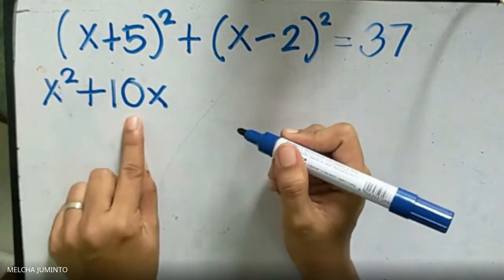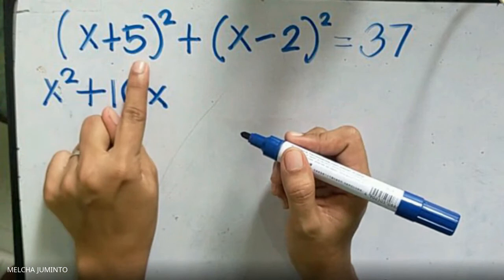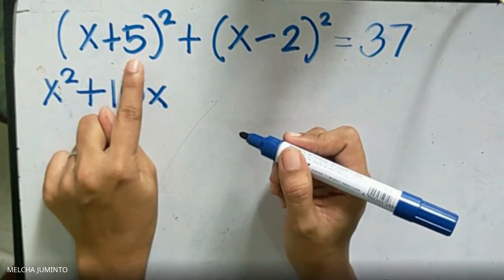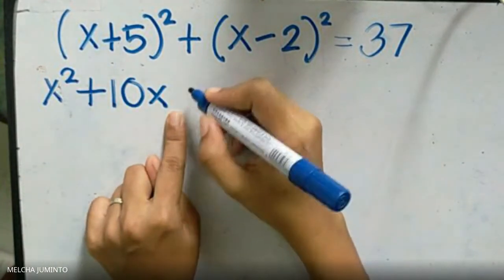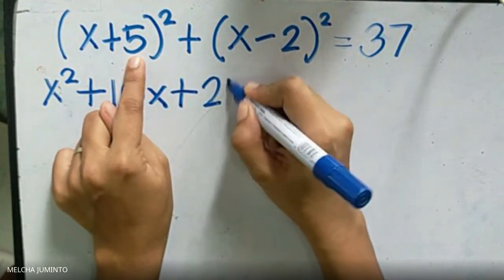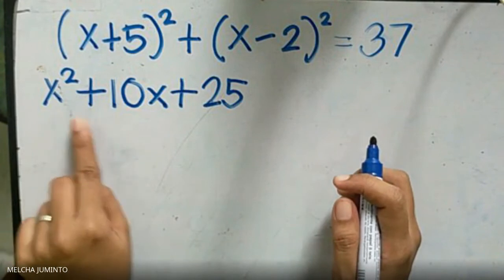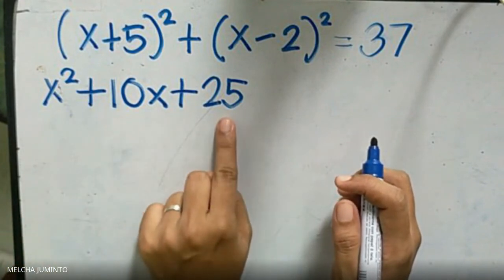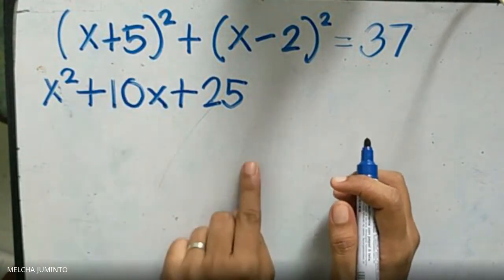10x. Again, 10x is from multiplying x times 5 equals 5x, and then times 2. The multiplication by 2 is constant every time you are squaring a binomial. The third term is the square of the second term. Square 5, 25. So, the trinomial x squared plus 10x plus 25 is from the square of x plus 5 squared.